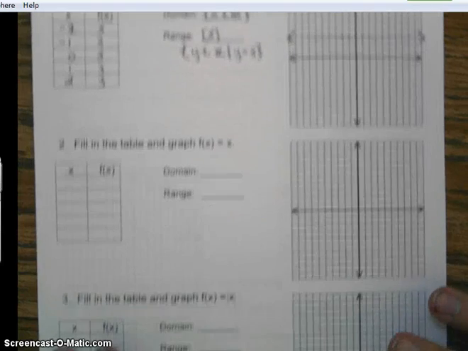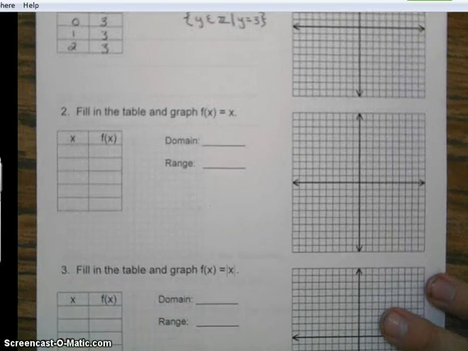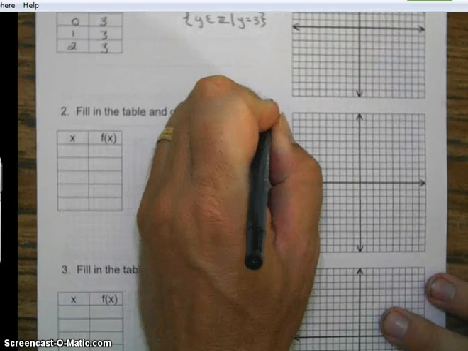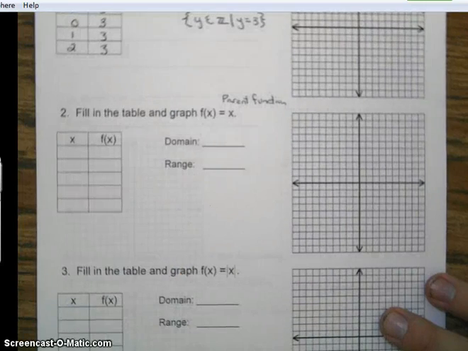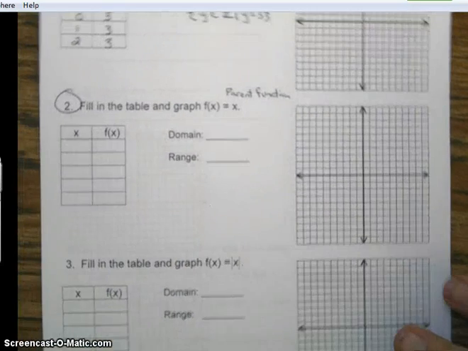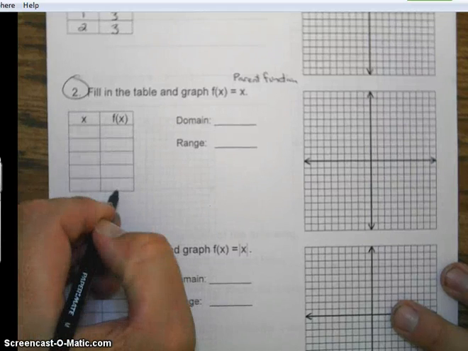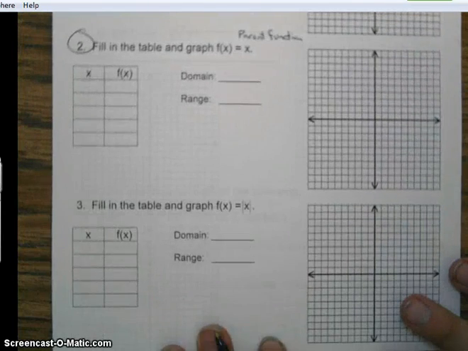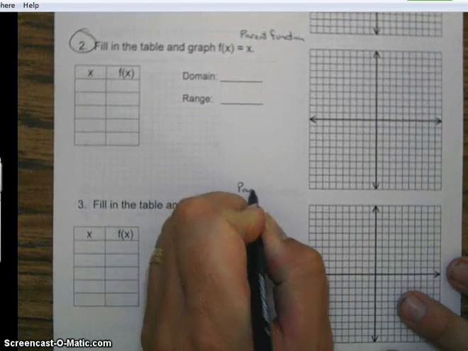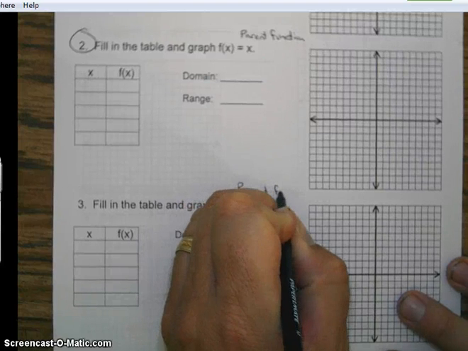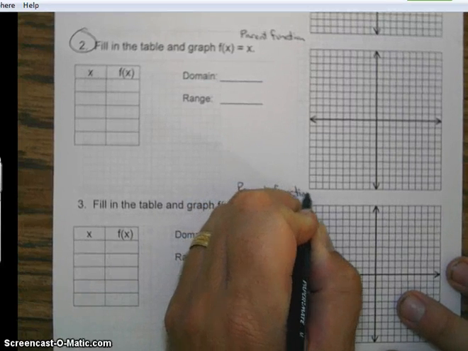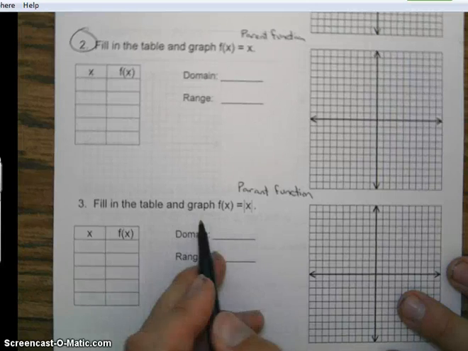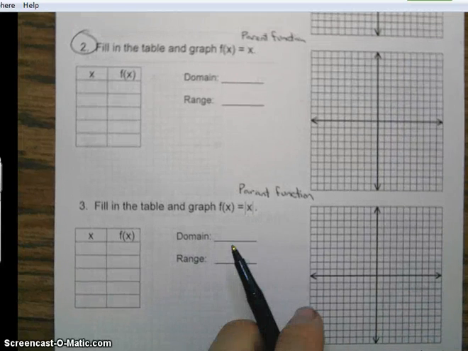Alright, let's move on. Next one, number 2. This is the parent function for linear. I think I'm going to leave that for you to do. Easy one. Remember, choose some negatives and positives, plug them in, graph it, domain and range. So I'm going to give that one to you. This is the parent function for absolute value, because it's the basic one. There's no shifting left or right or up or down, no stretch or compression. It's just the basic parent function.